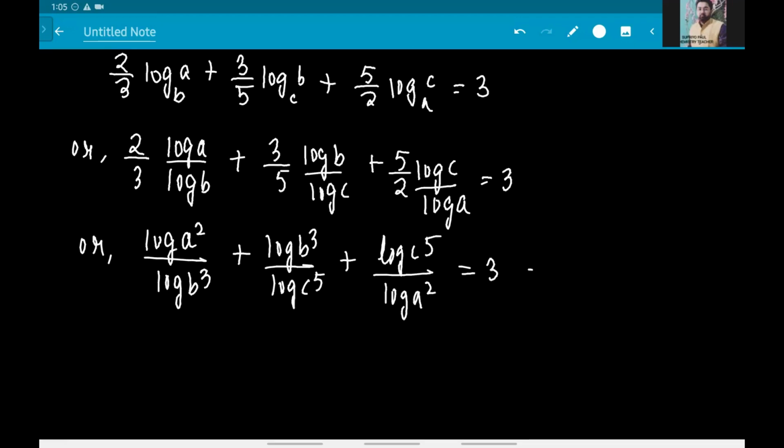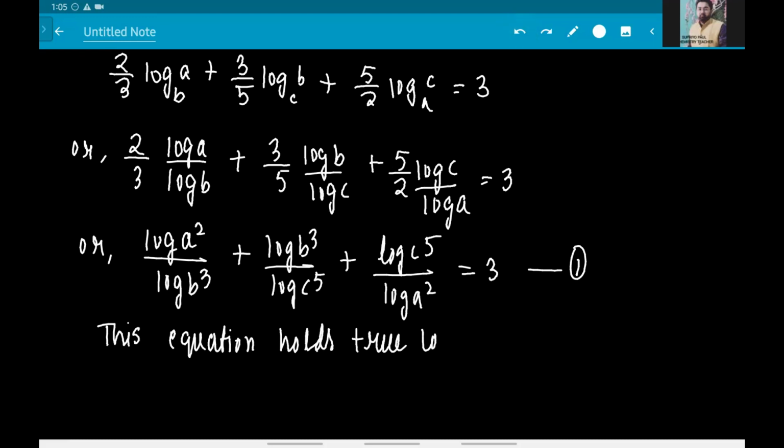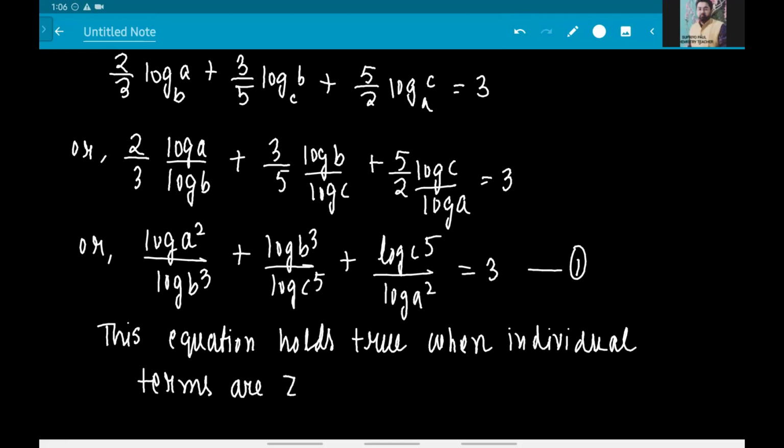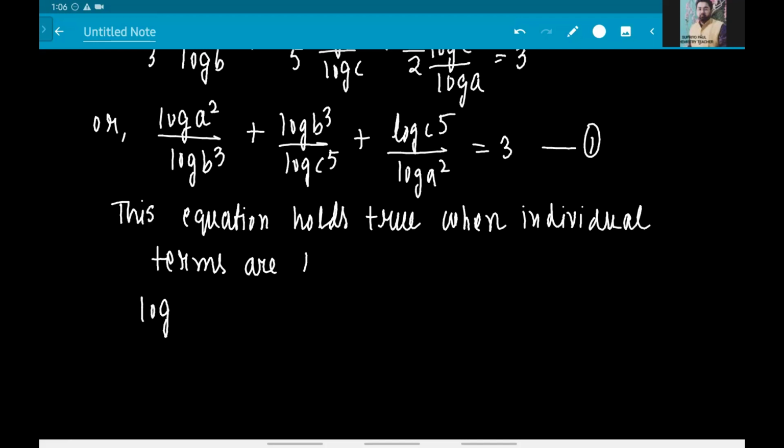Now the equation that we have got will hold true only when these individual terms, log a square by log b cube, log b cube by log c to the power 5, log c to the power 5 by log a square, are each individually equal to 1. So write it down. This equation holds true when individual terms are equal to 1, since here it is given 3. Okay, so we can write it as log a square by log b cube is equal to 1.